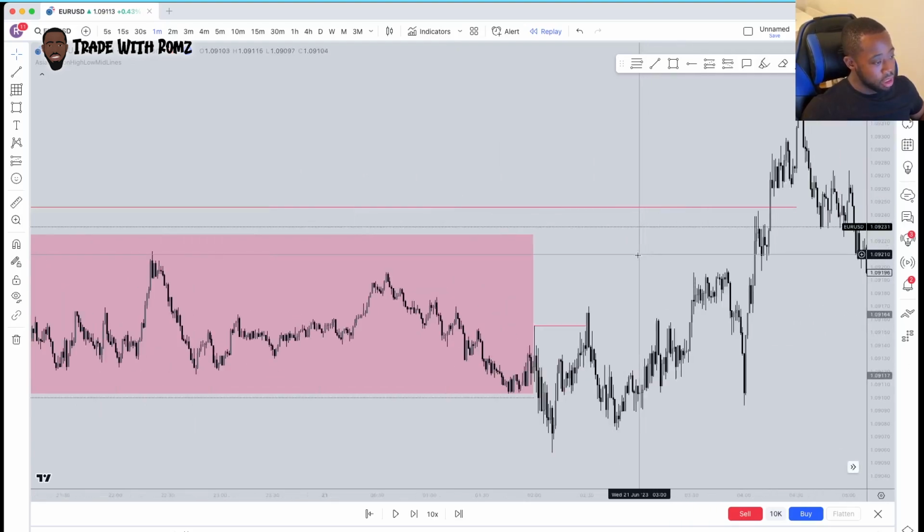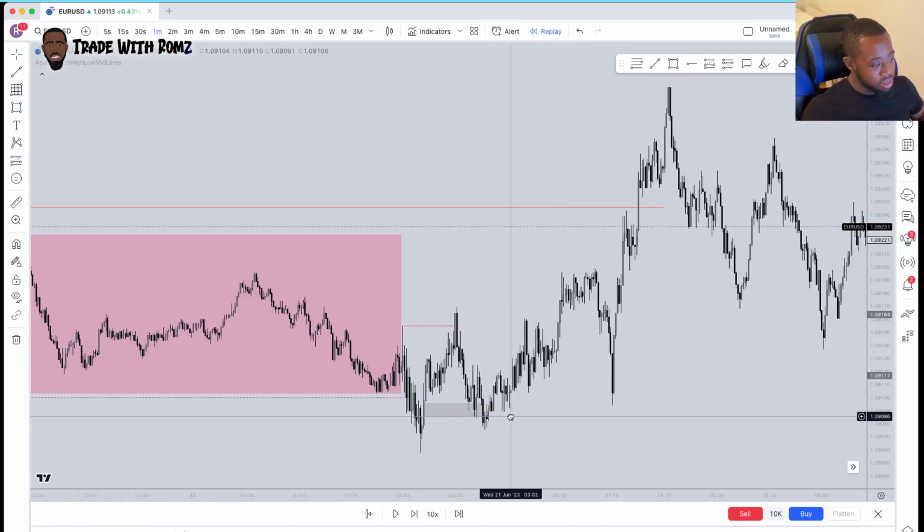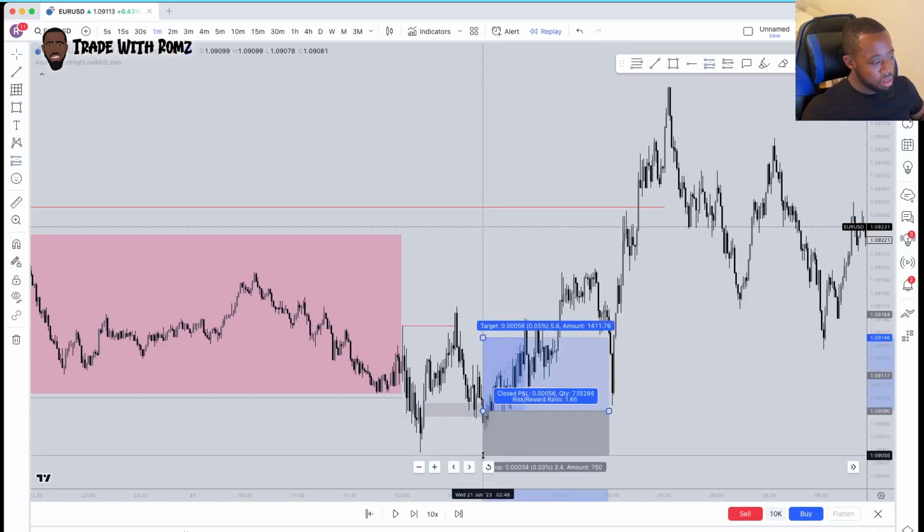If I go back on the 1 minute, you got this market structure shift. You've got an imbalance here now on the 1 minute, and you've got perfect entry on this imbalance to get a great trade. So again, for me, I would take 50% roughly of the imbalance. Stop loss below the low.